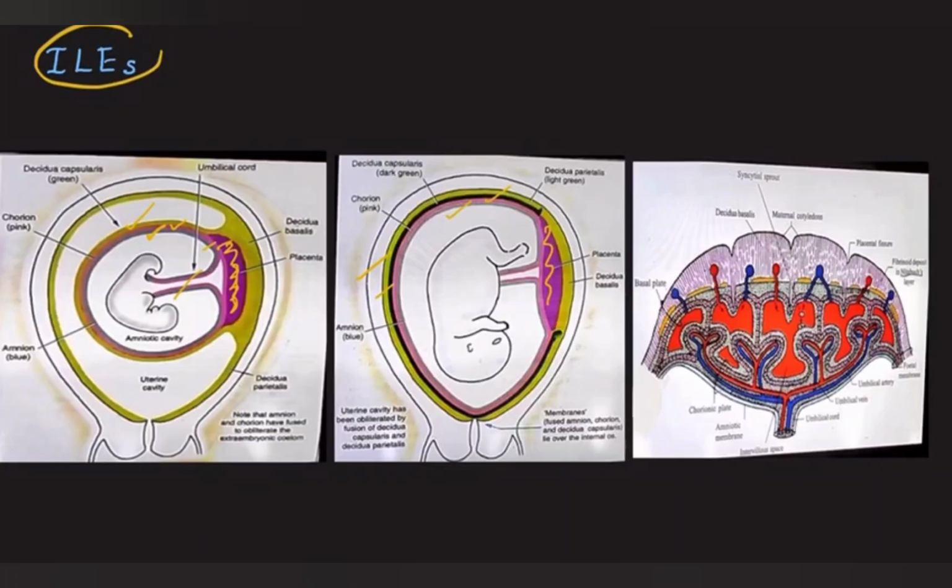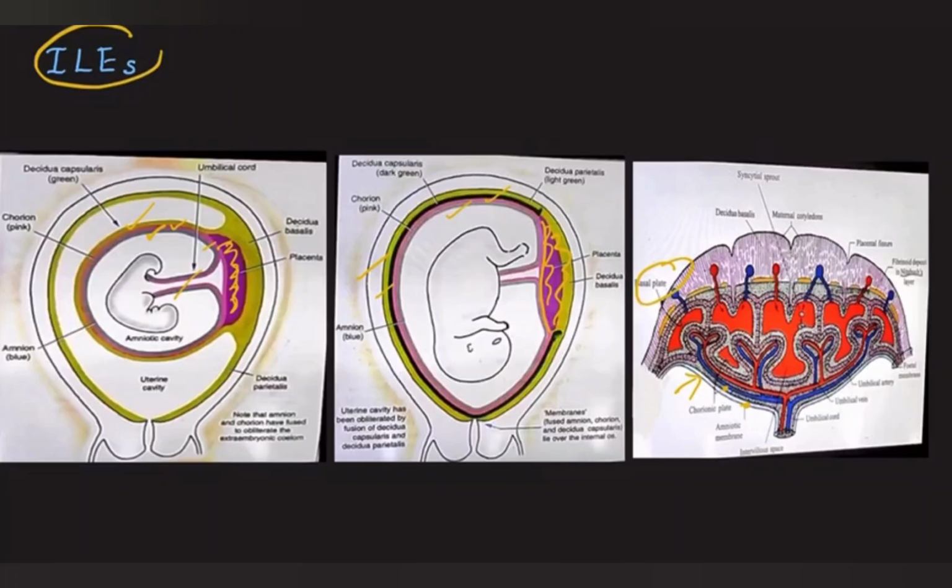And if we want to see the cross section of this placenta, the side of the placenta which is facing the fetus is actually the chorionic plate, which is covered by the amnion and the chorion, and the part which is facing the maternal side is actually the basal plate. So this is the basic anatomy of the membranes that you should know. Where is the amnion located, where is the chorion located?